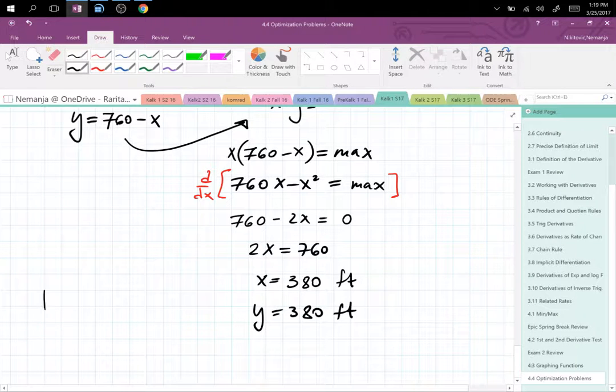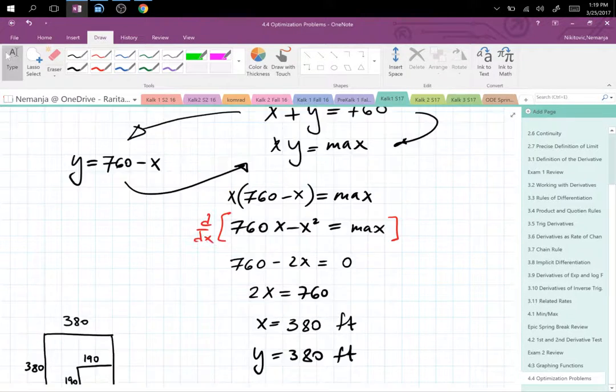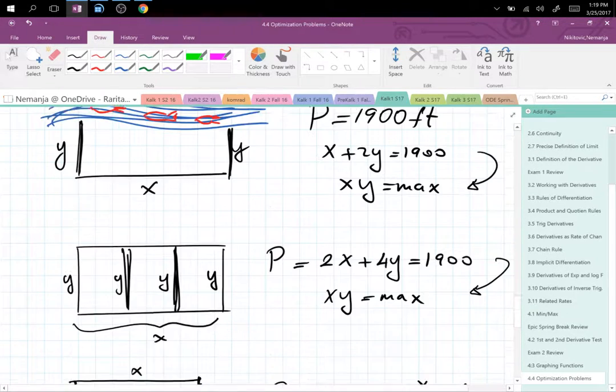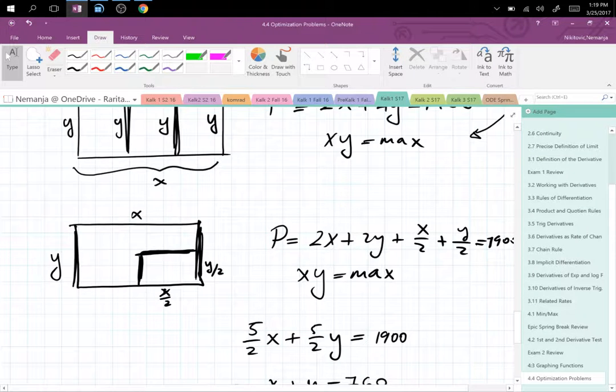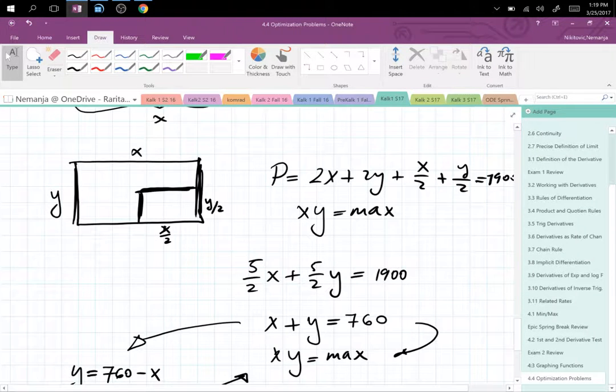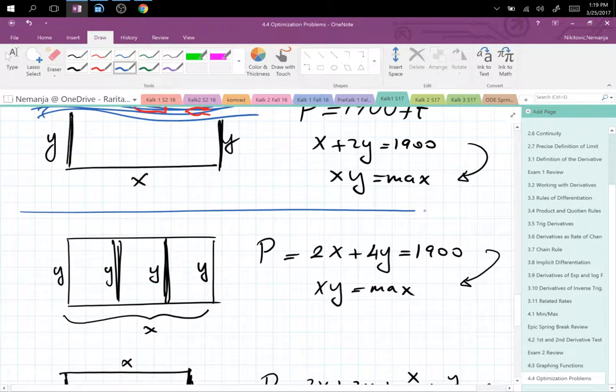So this one is a square. Looks like this. This is 380. This is 380. And this is 190. And this is 190. Huh. Interesting. The previous 3 examples will be by the river, and they will be rectangles. Maybe I should separate these examples with a line.